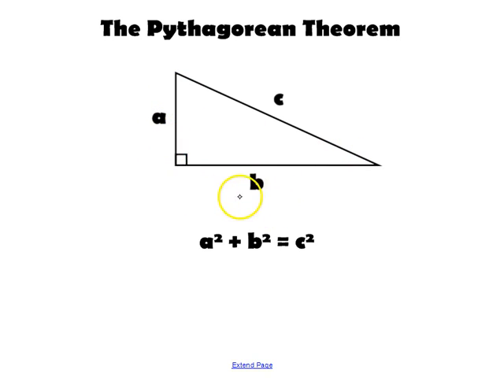It doesn't matter which one is which as long as a and b represent the legs of the right triangle. Now the side that's opposite from the right angle, the hypotenuse, is always represented with the variable c. They relate to each other in this equation, a squared plus b squared equals c squared.